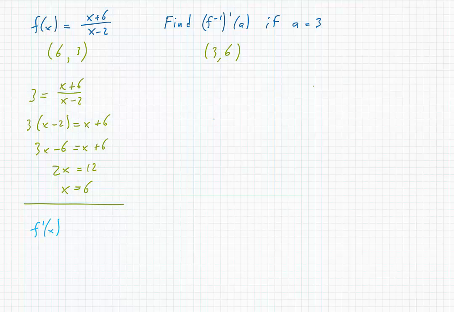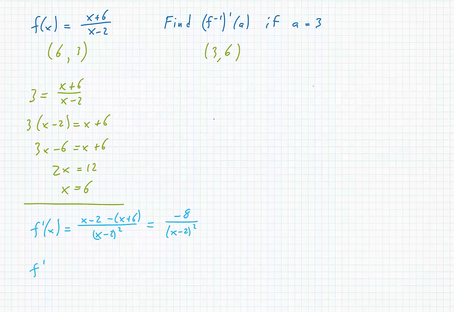So f prime of x is going to be equal to the derivative of the top, which is 1, times the bottom, which is x - 2, minus the derivative of the bottom, which is 1, times the top, which is x + 6, all divided by the bottom, (x - 2) squared. So that's going to end up being -8 divided by (x - 2) squared.